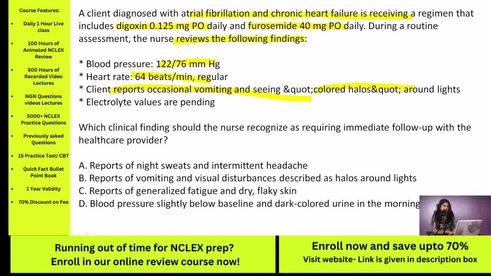So, which clinical findings should the nurse recognize as requiring immediate follow-up with the healthcare provider? Let's carefully go through the answer options together. Option A, reports of night sweats and intermittent headache. Option B, reports of vomiting and visual disturbances described as halos around lights. Option C, reports of generalized fatigue and dry, flaky skin. Option D, blood pressure slightly below baseline and dark-colored urine in the morning. Now let's determine which of these clinical symptoms requires urgent attention based on the client's medications and diagnosis.